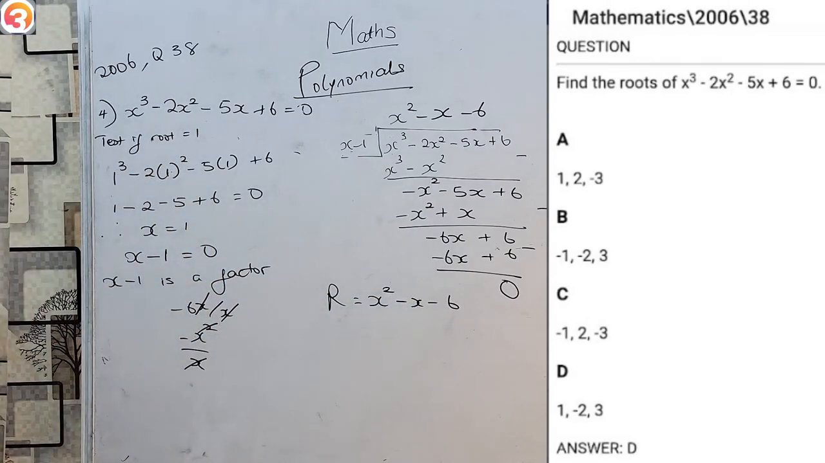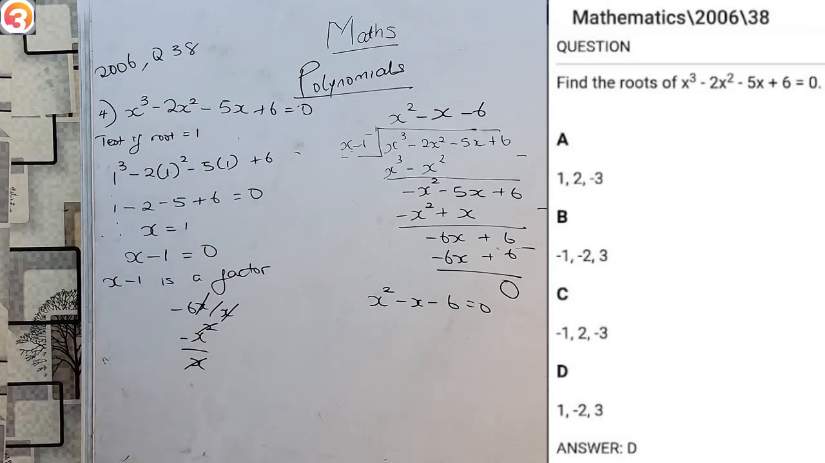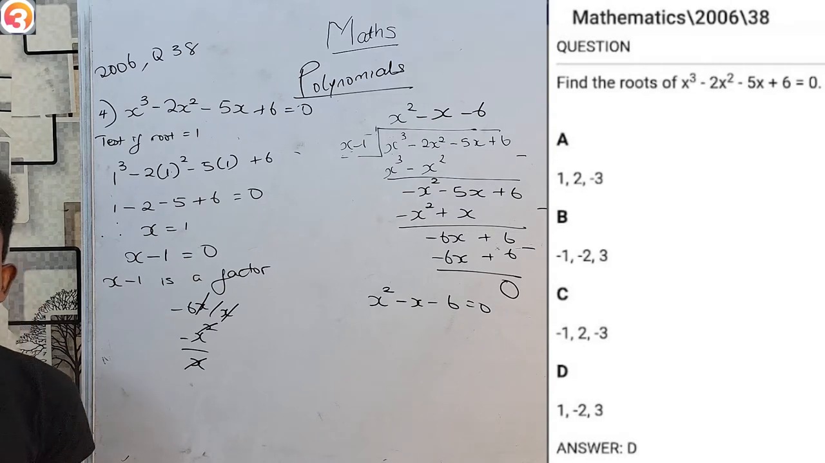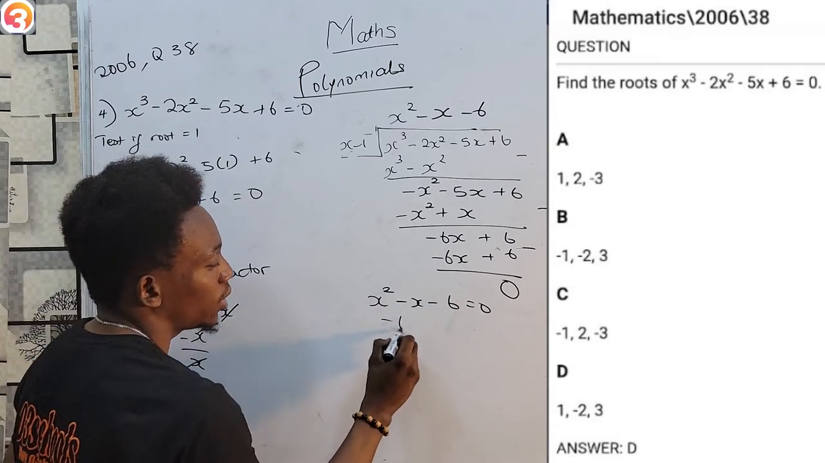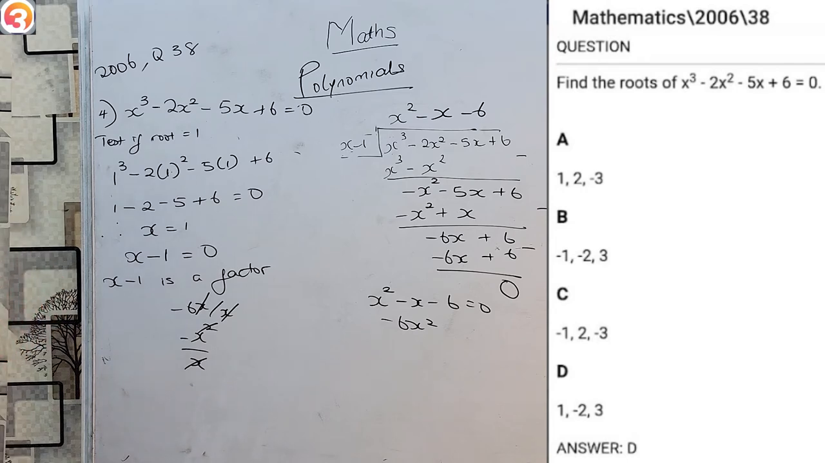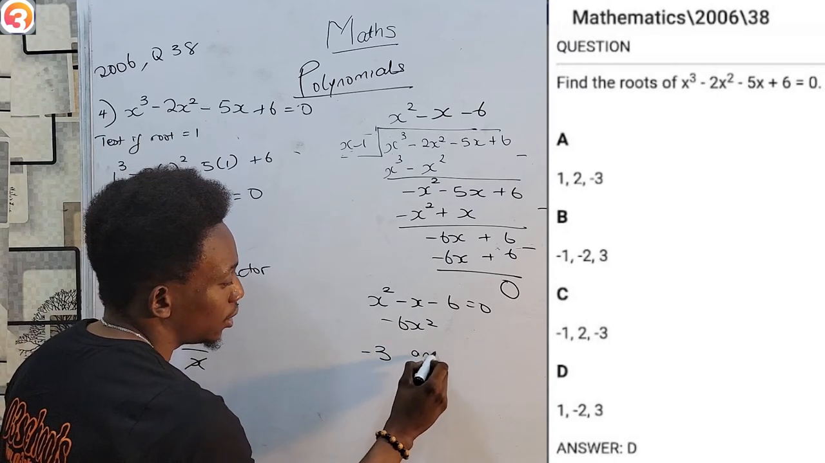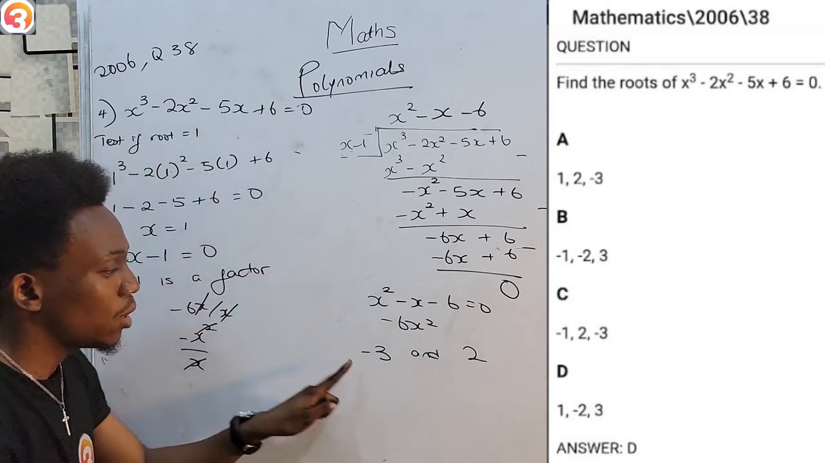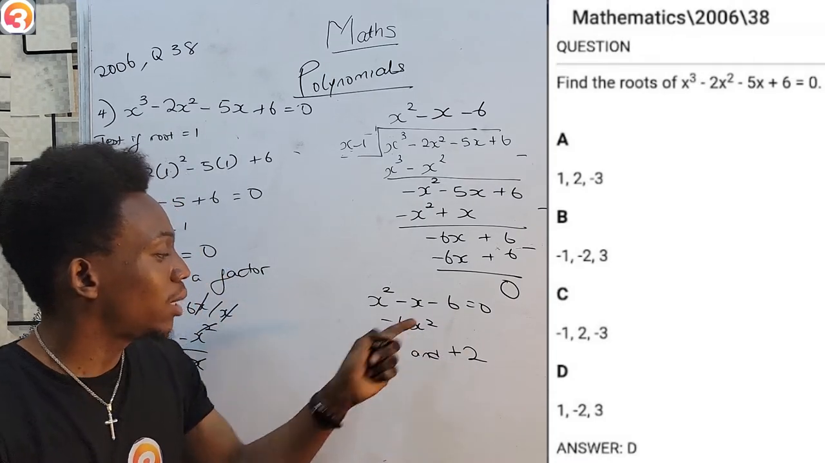Once you have this, all you have to do is actually solve it. Solve this equation, which is a quadratic equation, by simply equating it to zero. How do you solve? You can easily factorize. If you've forgotten this, check out the video on quadratic equations. x squared times minus 6 is minus 6x squared. Two things that will multiply to give me minus 6 and add to give me minus 1 are going to be minus 3 and plus 2. Minus 3 times plus 2 is minus 6. Minus 3 plus 2 is minus 1.